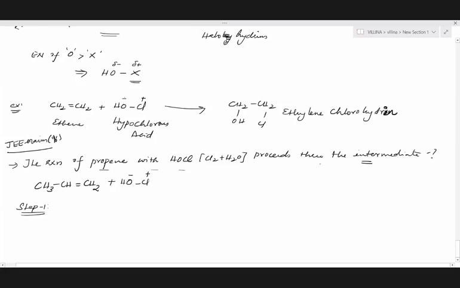The reaction of propene with HOCl proceeds through the intermediate. Wait a second, I'll write neatly. I'm using a lot of shortcuts today, sorry.